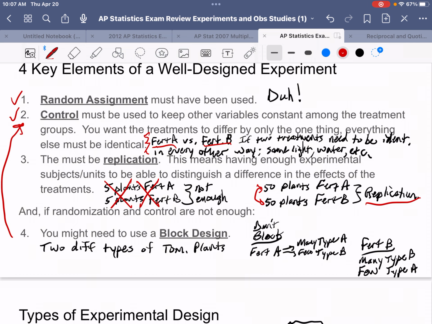But what if you went to Walmart and got 50 of one type of tomato plant and 50 of another type of tomato plant? Well, if you were just being random, you would possibly accidentally put a lot of one type in fertilizer A and a lot of the other type in fertilizer B, and next thing you know, it wasn't the fertilizer, it was that this type of tomato plant is more productive than the other one. So if you have 2 different types of tomato plants, then what you would do is run the experiment on type A and run the experiment on type B separately. So we'll be talking about that.